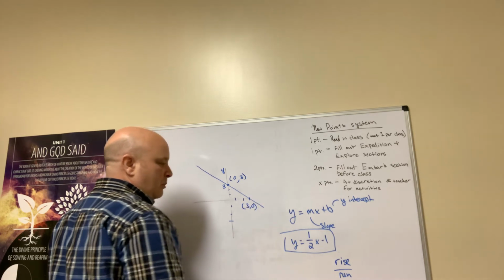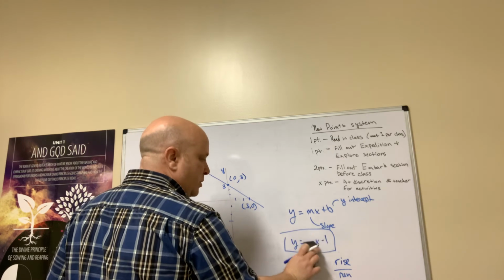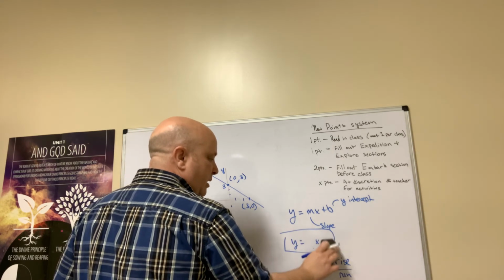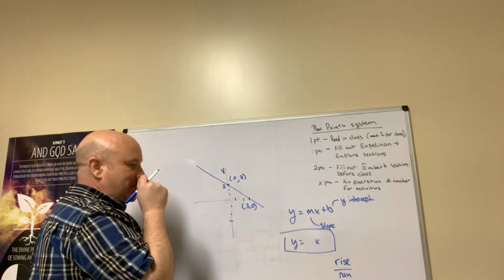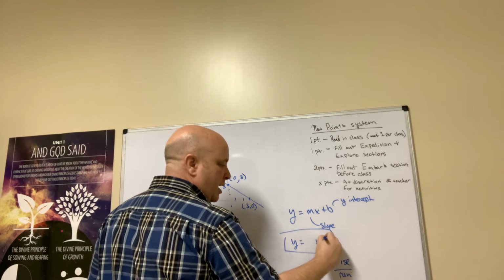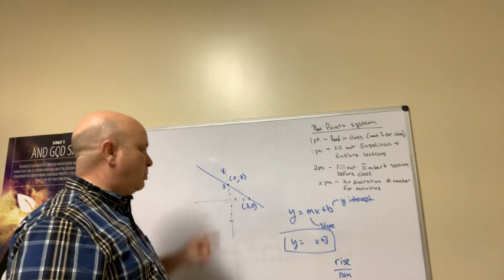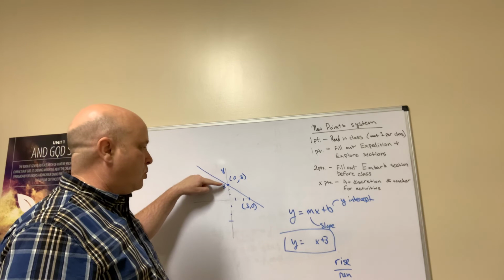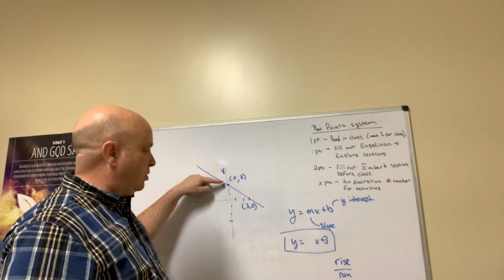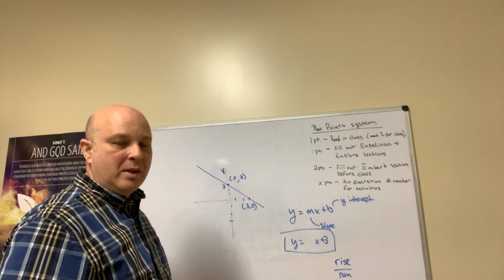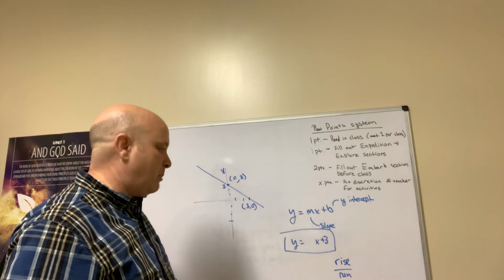Okay, so let's go back to our problem here. We're going to start off with y equals something x plus or minus something. Well, what's my y-intercept? My y-intercept is a positive 3, so I'm going to write plus 3 here on the end. Now I'm going to calculate my slope. My slope starts off at y equals positive 3, and it rises to y equals 0. In other words, its rise is actually going down. It's a negative number, okay?